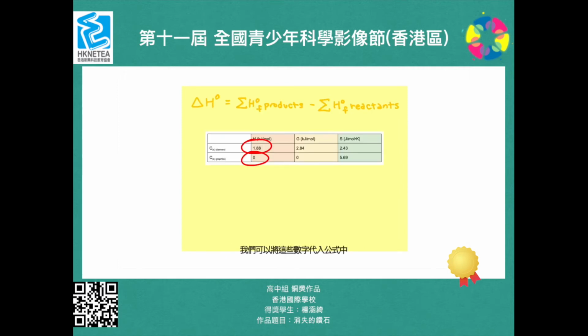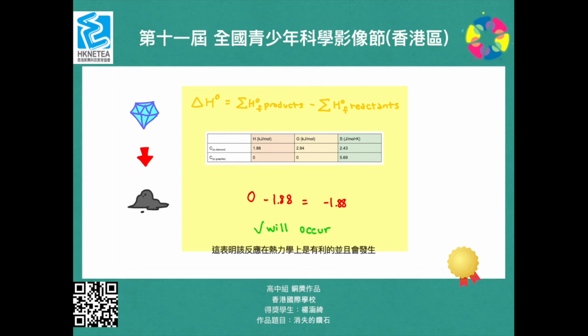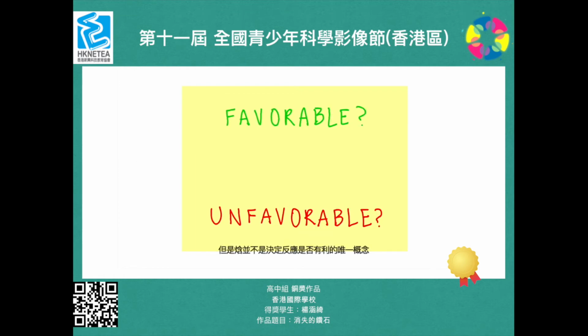To calculate the enthalpy of a reaction, we can use this equation. We can plug these numbers in to get negative 1.88, the enthalpy for the conversion of diamond to graphite. This indicates that the reaction is thermodynamically favorable and will occur, as it is exothermic. But enthalpy isn't the only concept involved in determining whether a reaction is favorable or not.